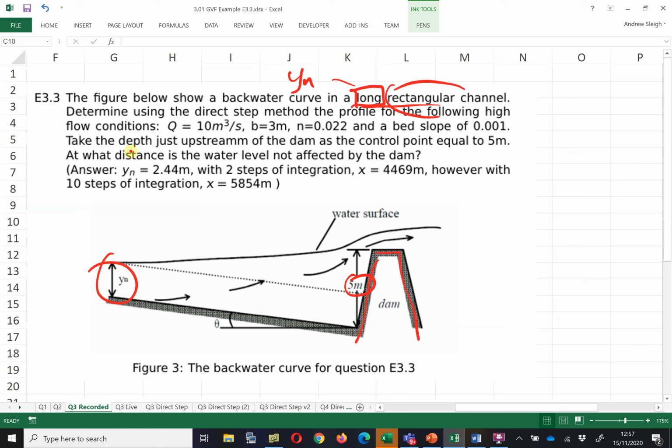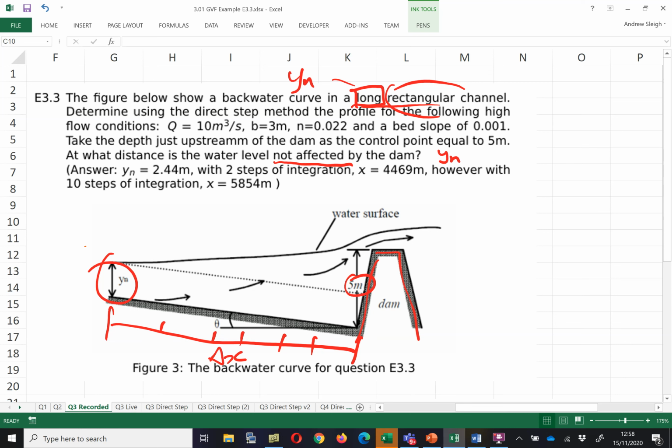And then later on, it asks at what distance is the water level not affected by the dam? So what that is actually asking is how far does it take for normal depth to be achieved? So yn is what we're trying to work out. So we're trying to work out this delta x length. I'll call it a delta x. We're actually going to use various little delta x's.